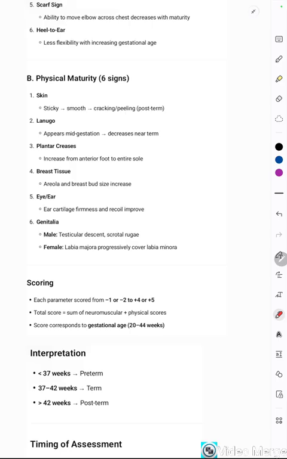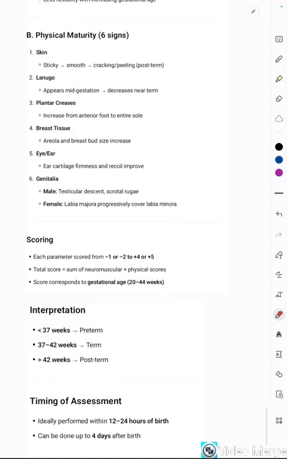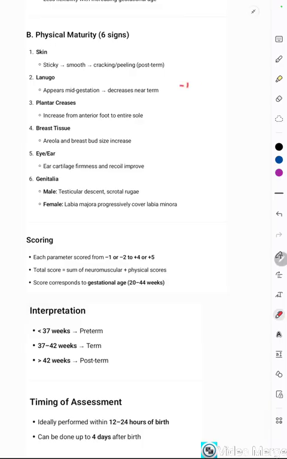Now each parameter of this neuromuscular and physical maturity carries a score of -1 to +5. -1 means extremely immature, while +5 means mature. The total score is the sum of the neuromuscular and physical scores, and it corresponds to a gestational age of 20 to 44 weeks.